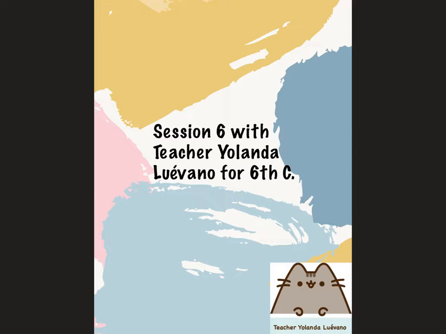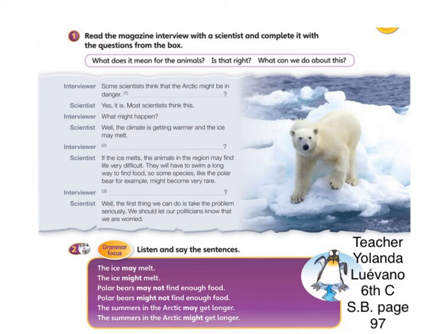This is session 6, and for this session we're going to need our English notebook, our student's book and workbook. So please go and get them. Let's open our student's book at page 97. At page 97 it says, read the magazine interview with a scientist and complete it with the questions from the box. So, we're going to use the words in the box.